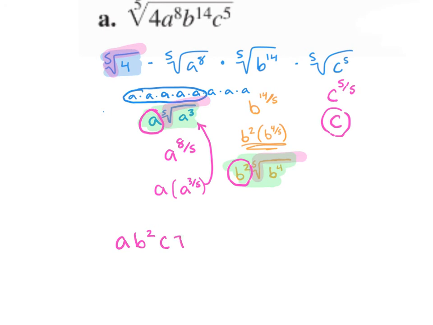So we have a 5th root. How many a's do we have on the inside? 3. How many b's? 4. And how many c's on the inside? None. We have 1 c that came out on the outside and nothing left on the inside. So we have no c's on the inside. So this is our final answer.